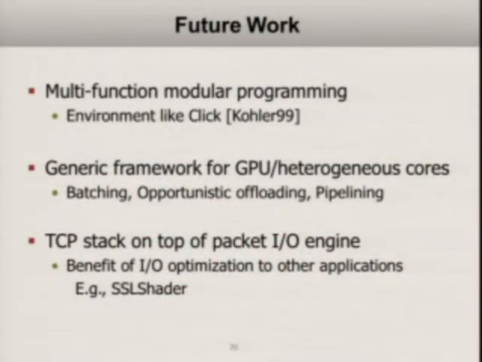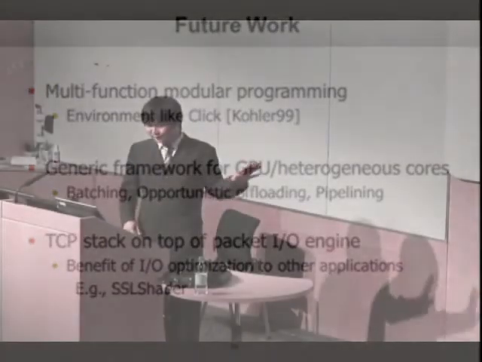I have three future works in mind regarding PacketShader and SSLShader. The first one is extending PacketShader to support multifunctional processing. The current version runs one application at a time. However, in a real router, the packets may go through different processing. So we are thinking about a Click-like framework for this. But the challenge is that when we have a batch of packets and the packets in a batch have to go through different paths, it's quite hard to process them effectively. So we are currently working on this project.